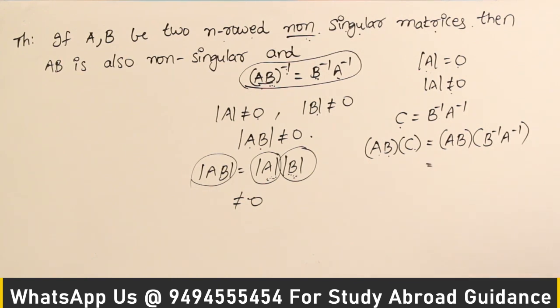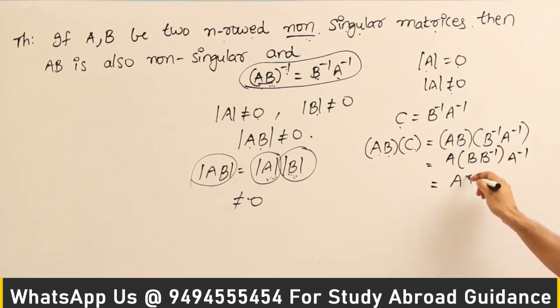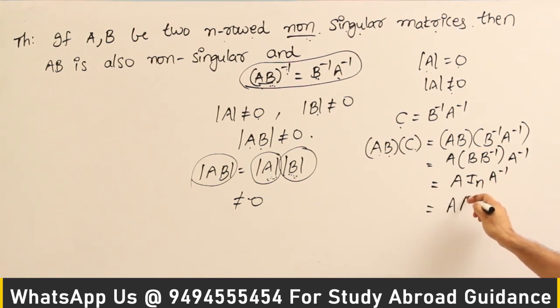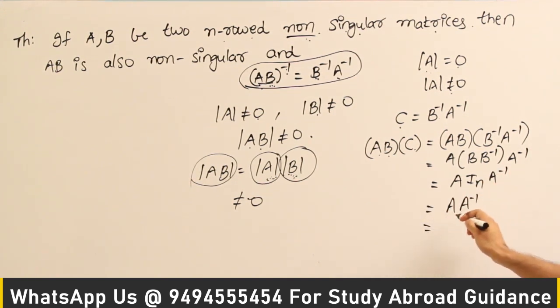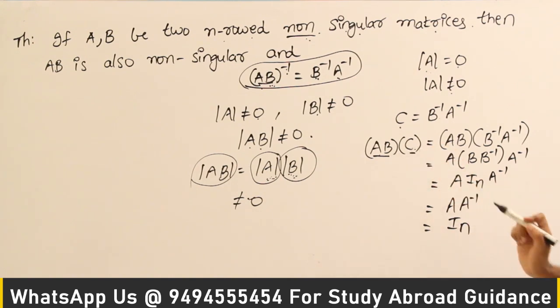Then what can we do? We already know that there is associativity for multiplication. So I am going to associate like this: A into B into B inverse into A inverse. Then what can we write about B into B inverse? We already know that it is I, the identity matrix. A into I_n into A inverse, which turns out to be A into A inverse, and again A into A inverse is also nothing but I_n. So we have shown that AB into C equal to I_n.